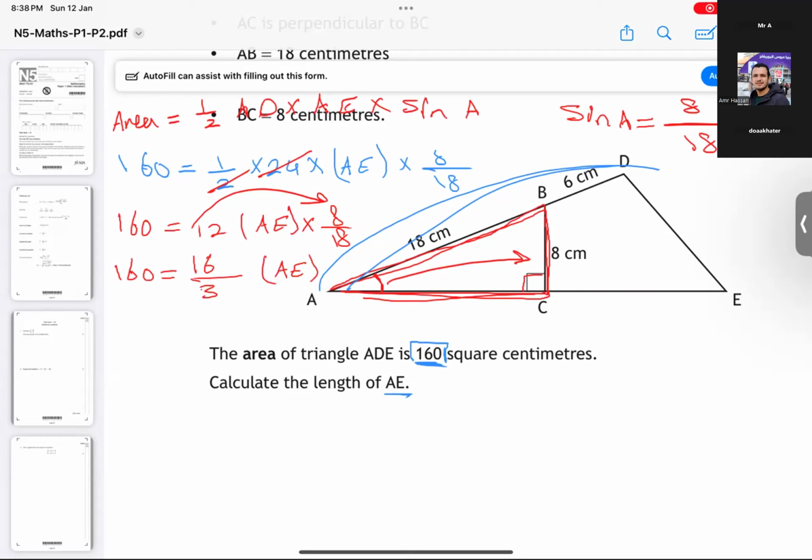But I haven't finished it yet. Let me use the reciprocal, which makes sense: AE equals 160 multiplied by the reciprocal of it. So it's going to be 3 over 16, right? Let me cancel each other out. So 160 divided by 16 is going to be 10. So AE stands for 3 times 10, it's going to be 30. Did you get it? Okay.